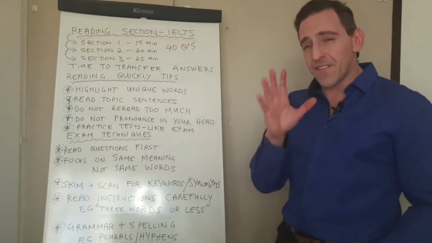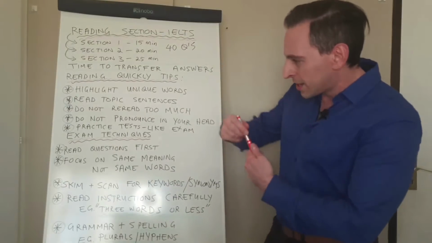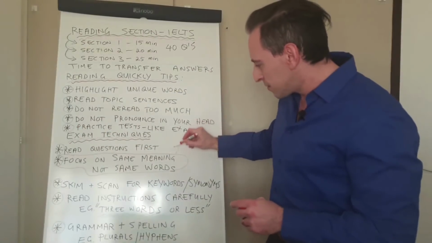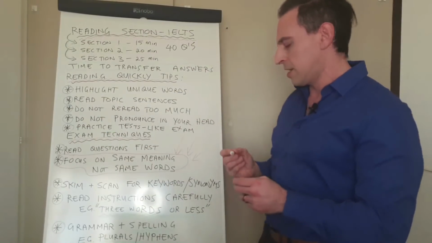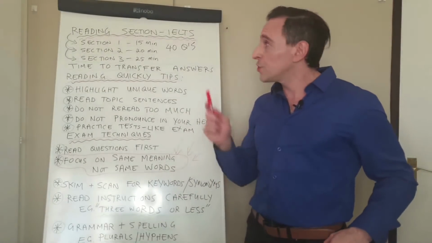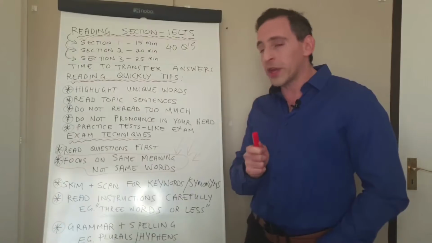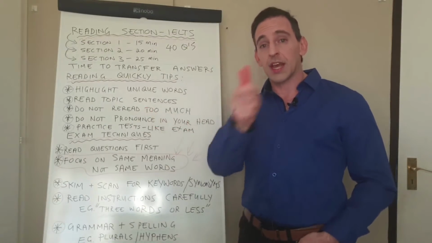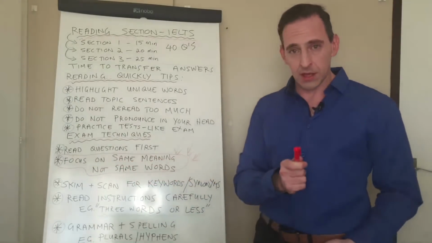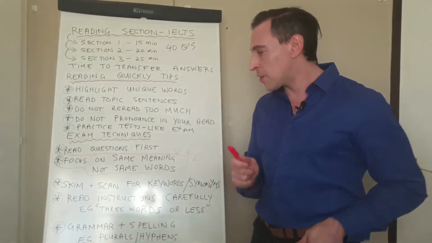Number two, very, very important. In fact, I should put this in red. I'm going to put a red circle around this one because this, three big arrows, this is one of the most common mistakes that people make when doing the IELTS reading. You have to remember that the words are not going to be the same in the questions and the text. So you must focus on the same meaning, not the same words. That is very, very important.